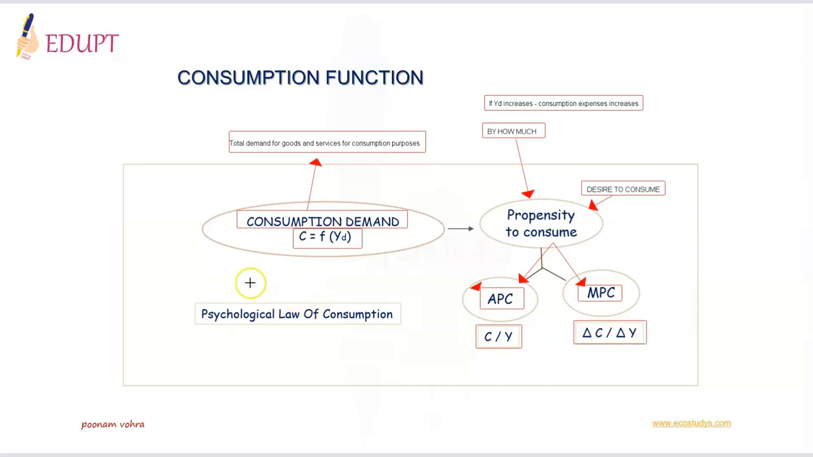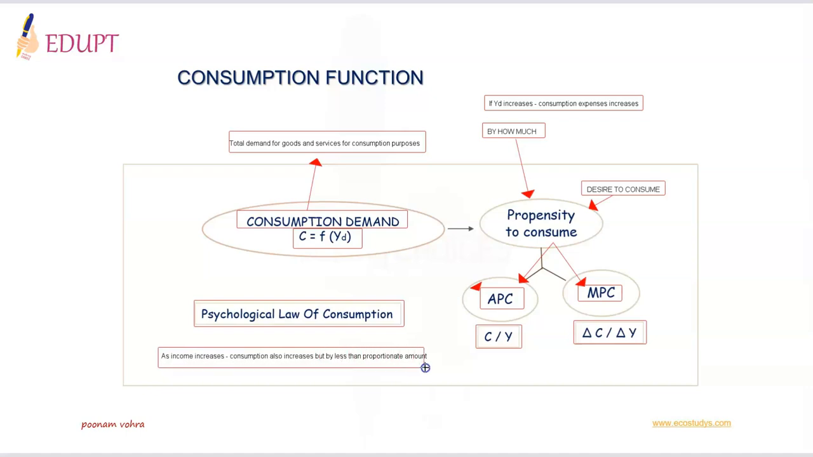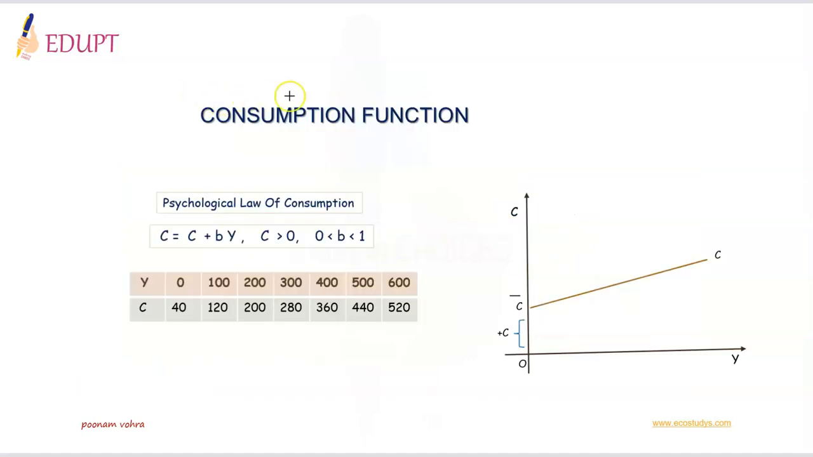Keynes formulated his psychological law of consumption. It states that as income increases, consumption also increases, but by less than proportionate amount. Now let us understand consumption function with the help of a numerical example and a diagrammatic presentation.